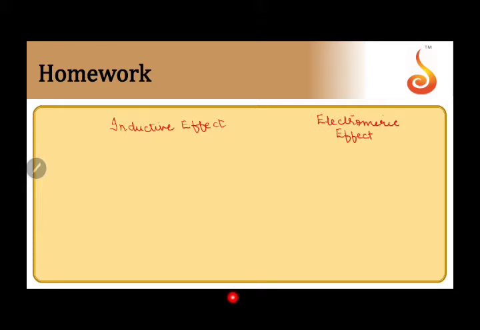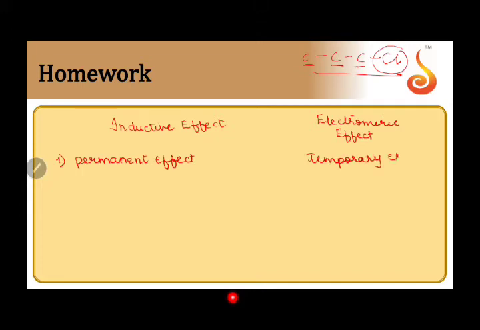Inductive effect, first of all, is a permanent effect. It's the permanent delocalization of electrons. Whenever you take a carbon chain which is attached to an electronegative atom, say chlorine, permanently whenever this compound is taken, this chlorine will be having a partial negative charge, and this carbon, therefore, will be having a slightly partial positive charge. So this is a permanent effect, whereas electromeric effect is a temporary effect. So this is the first point of difference.